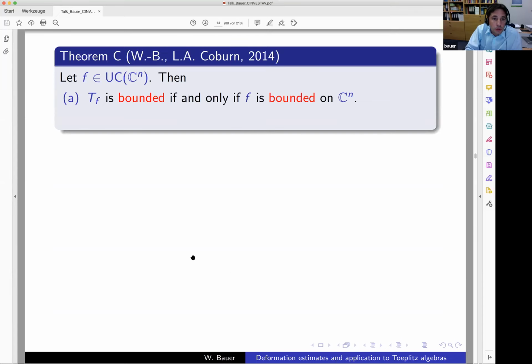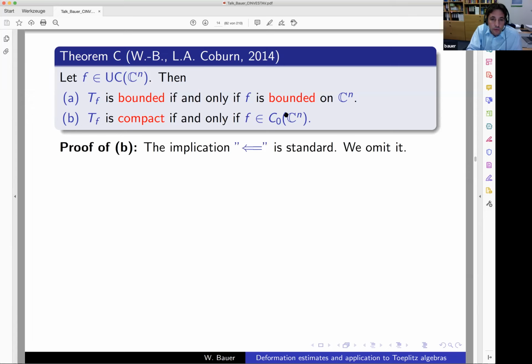And now let me give you one simple result. I told you the Toeplitz operator with symbol f might be bounded even if the symbol is unbounded. However, if you just look at UC symbols, uniformly continuous functions, then boundedness of the Toeplitz operator actually is equivalent to boundedness of the symbol. And compactness of the Toeplitz operator is actually equivalent to f vanishing at infinity. That's the same thing. And the proof is very simple and uses this approximation result.